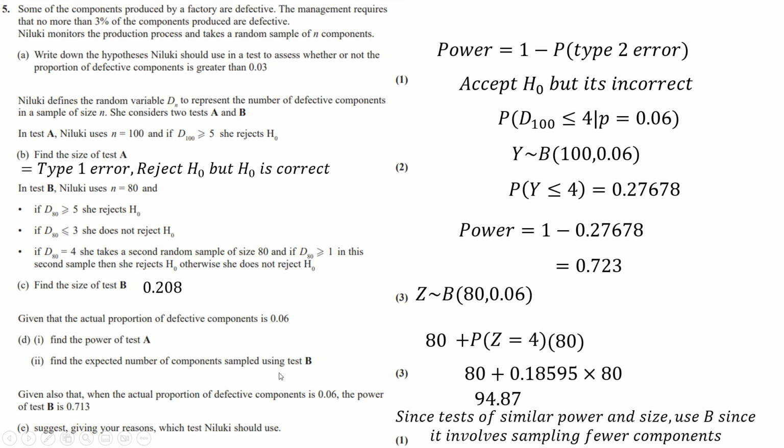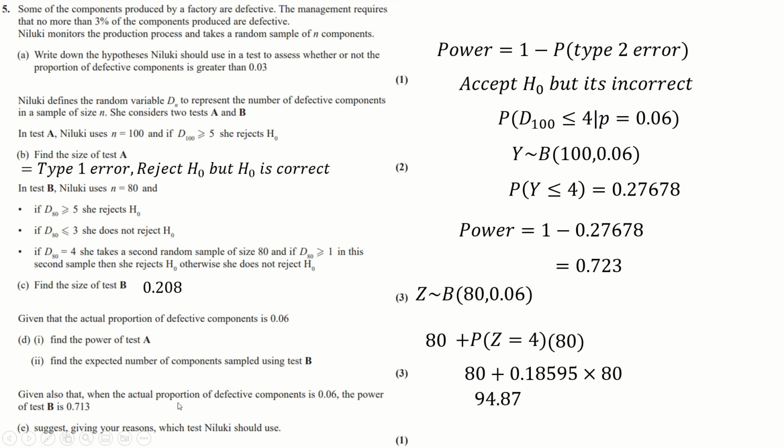And then it says, given that the actual proportion is this thing here, the power is this, suggest which test we should use. Now, what we're supposed to notice here is that the power of both tests is quite similar. This power and this power, pretty similar. And also the size of the tests was quite similar. This one was also quite close to 0.2. I think I deleted it, but it should also be about 0.2.